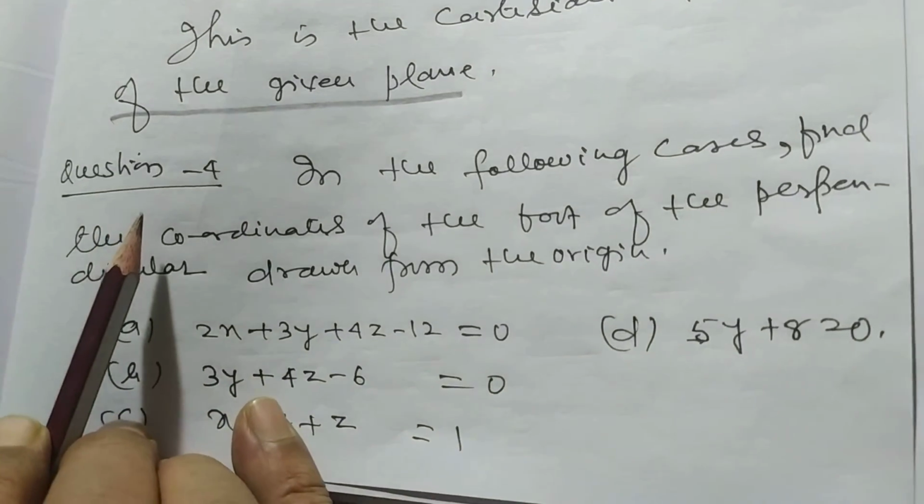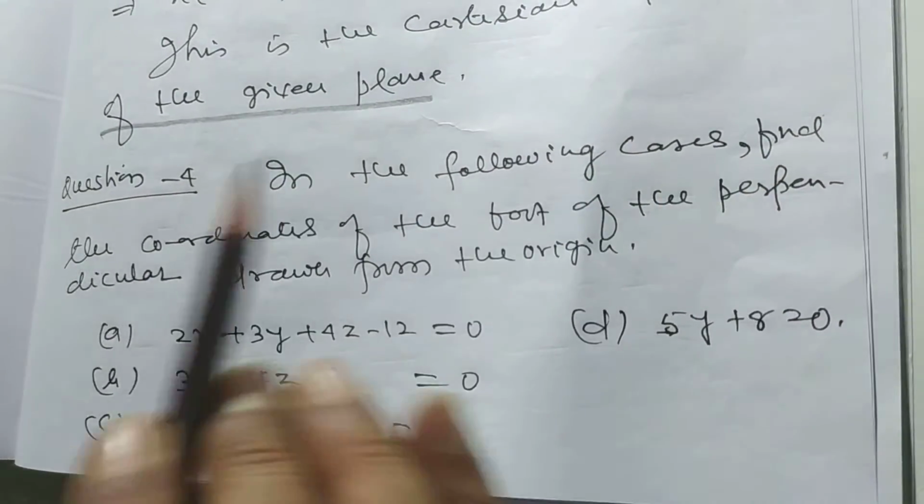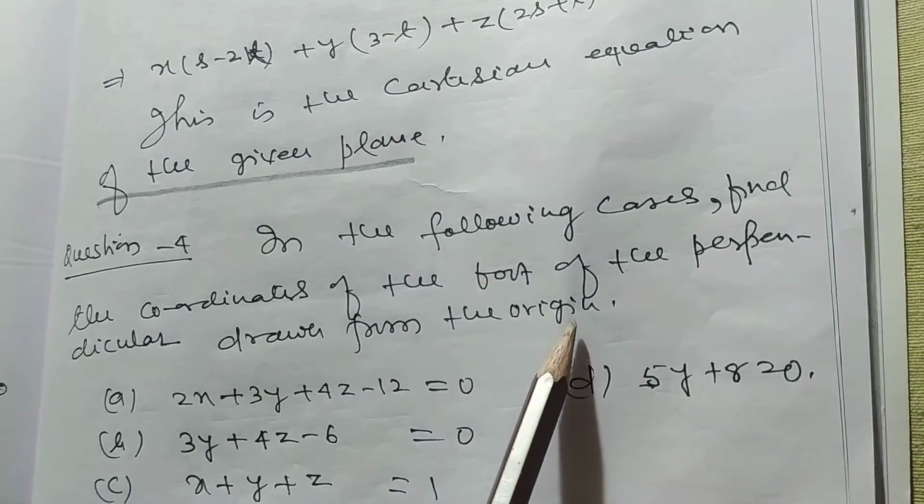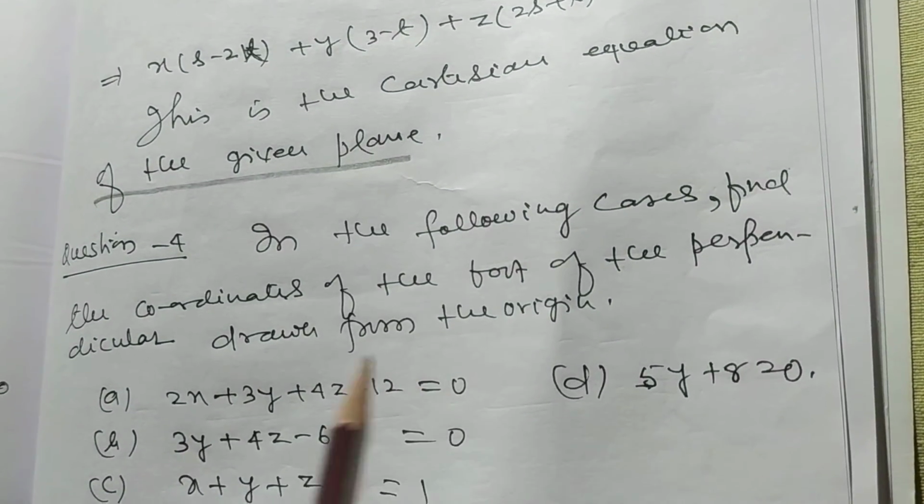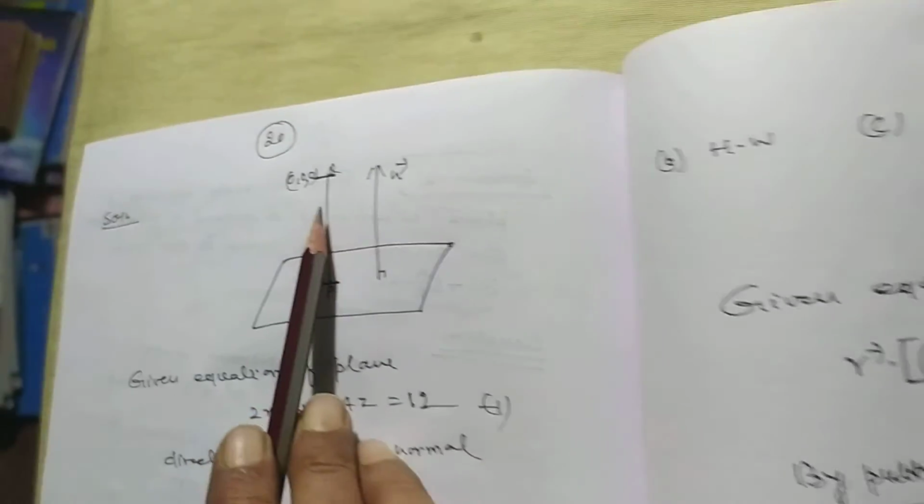Now here, problem number 4. In the following cases, find the coordinates of the foot of the perpendicular drawn from the origin. There are 1, 2, 3, 4 problems. Try to understand this problem. How will you solve?